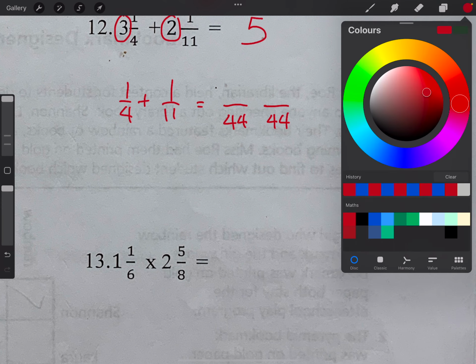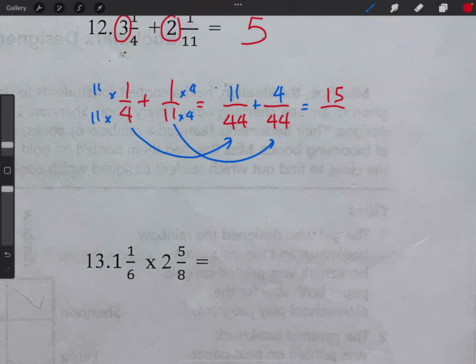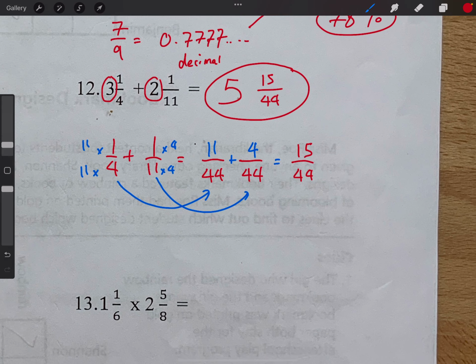Now, to turn a 4 into a 44, we times it by 11 and times the top by 11. To turn 11 into a 44, we times it by 4 and we times the top by 4. So here you're going to get 11, because 11 times 1, and 4 times 1 is just 4, and we add it. So you're going to get 15 over 44. That's the fraction part, and you're going to put it right here. So the answer is 5 whole and 15 over 44.